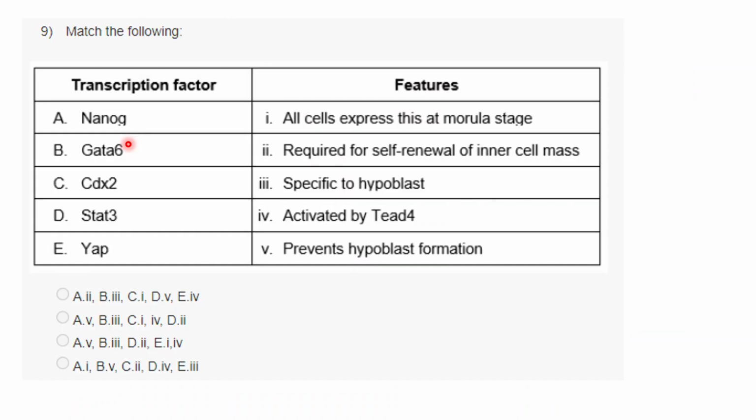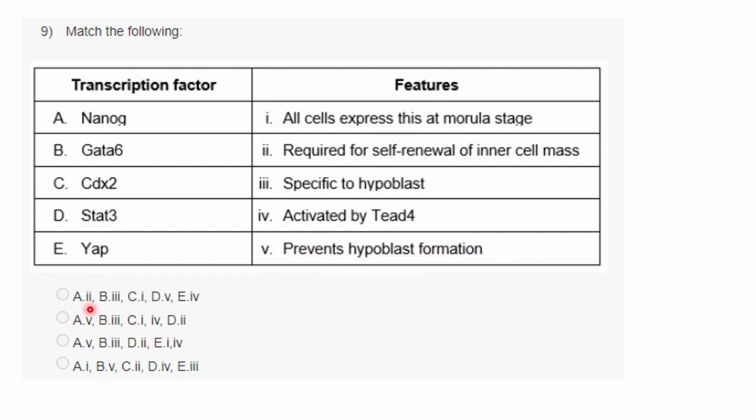Moving on to the ninth question, match the following. On the left hand side we have transcription factors, and on the right hand side we have the features of the transcription factor. Nanog, GATA6, CDX2, STAT3, YAP. Then on the right hand side we have: all cells express this at morula stage, required for self renewal of inner cell mass, specific to the hypoblast, activated by TEAD4, prevents hypoblast formation.